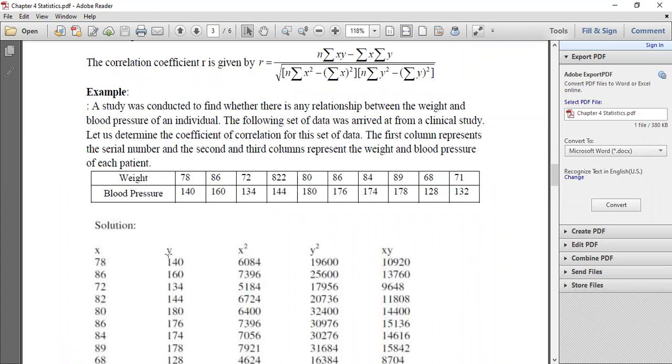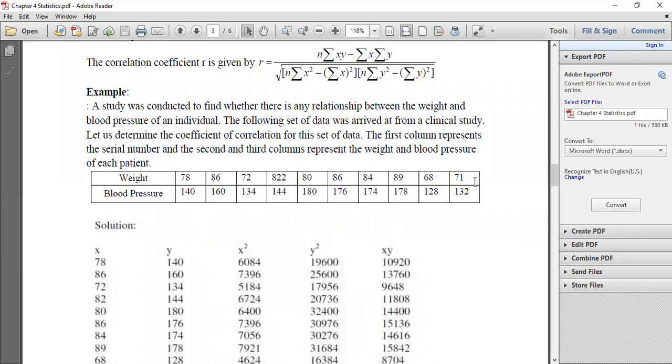It is a typo, but I think I took care of that here. So this is supposed to be 82. I will send the exact data for this. So the N is the number of items, the number of persons, the sample size, and that is 10.